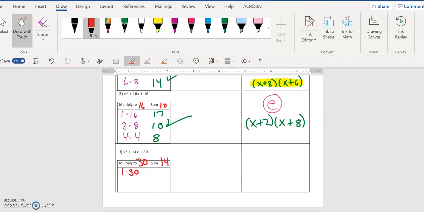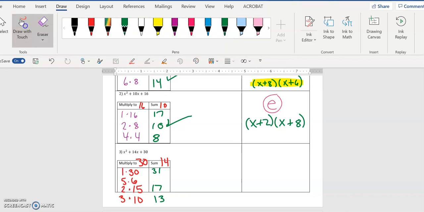1 times 30, 5 times 6, 2 times 15, 3 times 10. I can't think of any other factors of 30. So add those, I get 31, 11, 17, and 13. Let me write that.